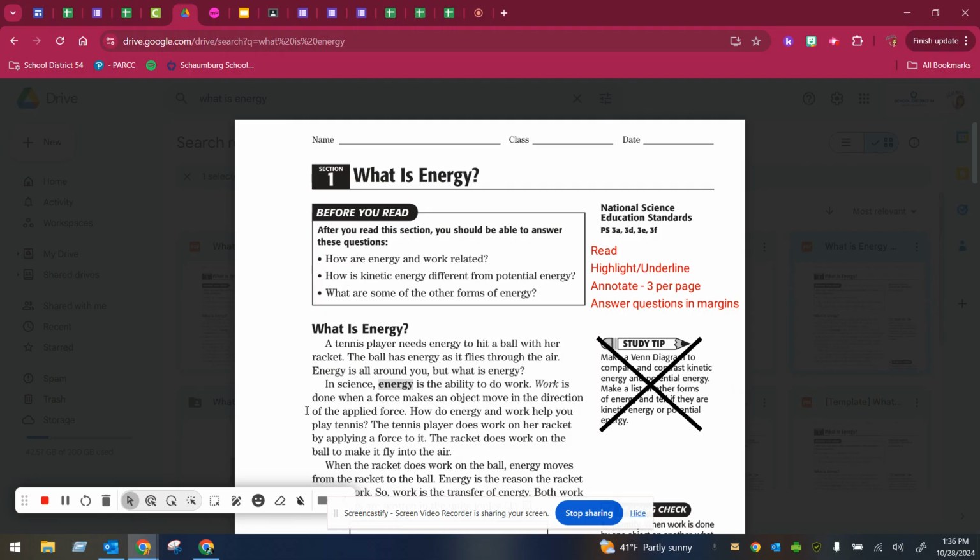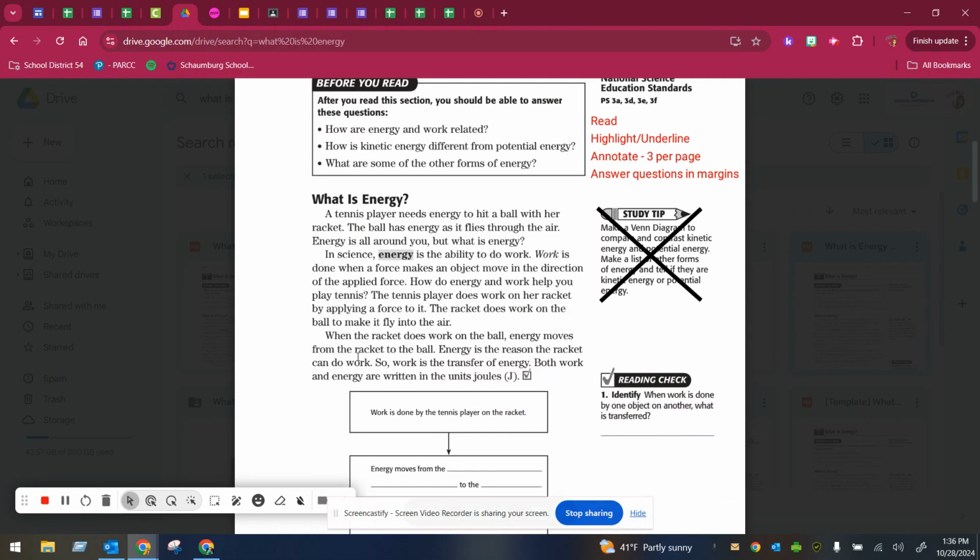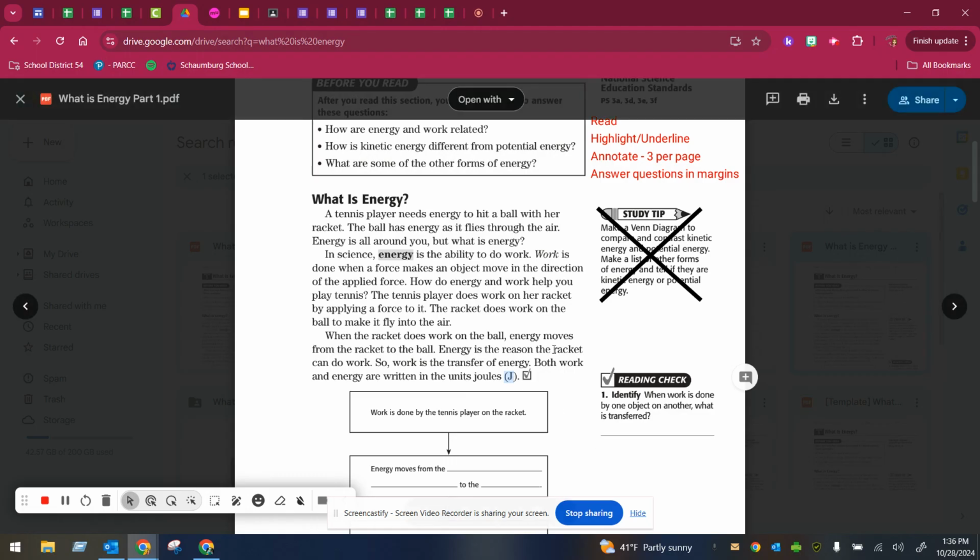How do energy and work help you play tennis? The tennis player does work on her racket by applying a force to it. The racket does work on the ball to make it fly into the air. When the racket does work on the ball, energy moves from the racket to the ball. Energy is the reason the racket can do work. So work is the transfer of energy. Both work and energy are written in the same units, joules, or abbreviated with a capital J.